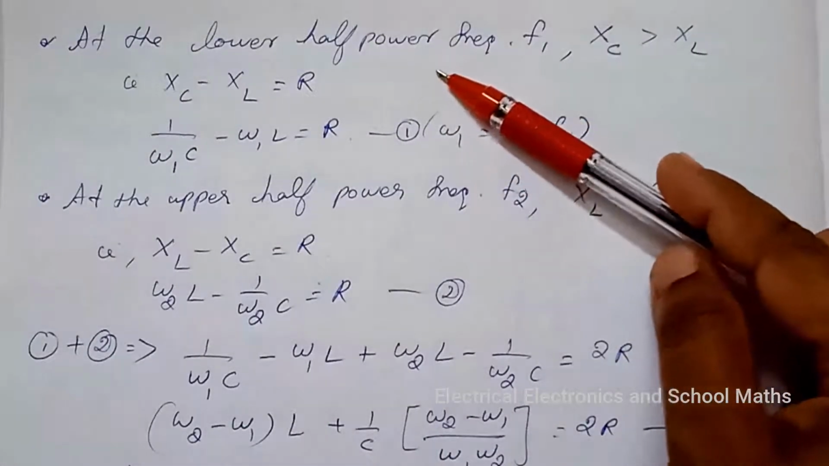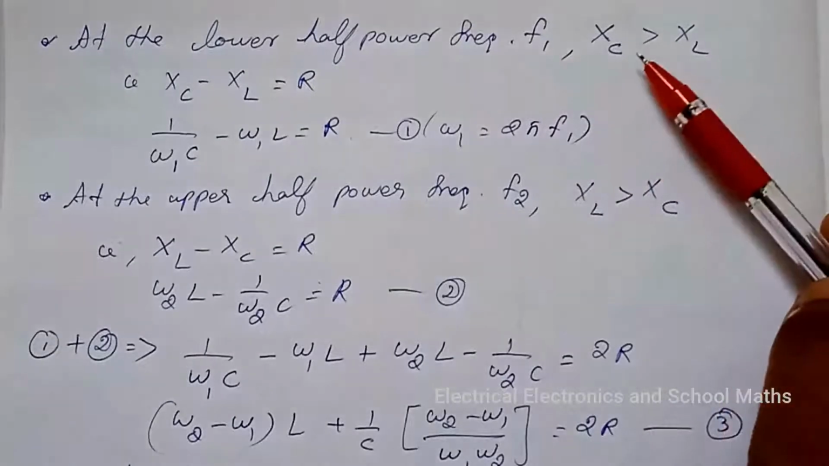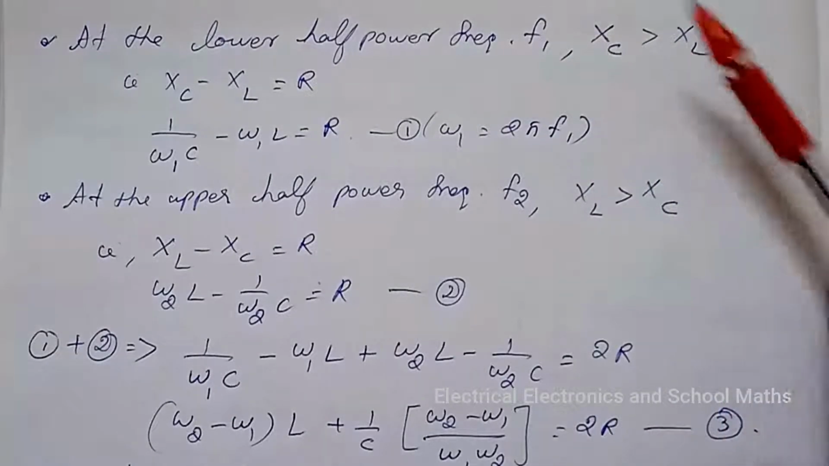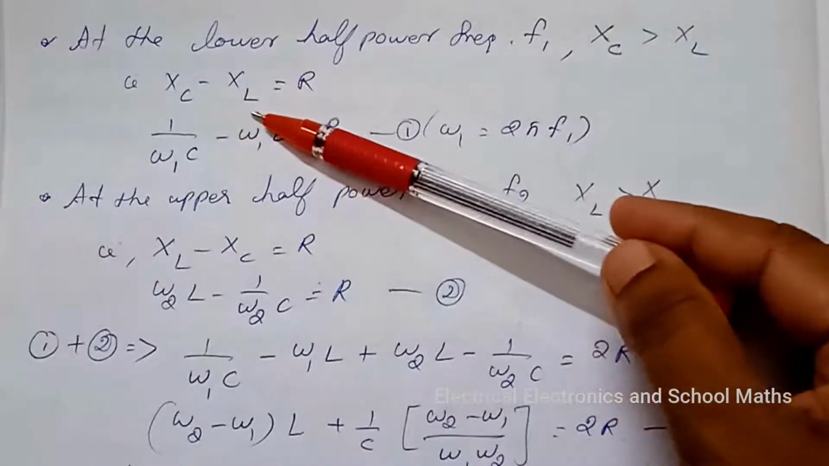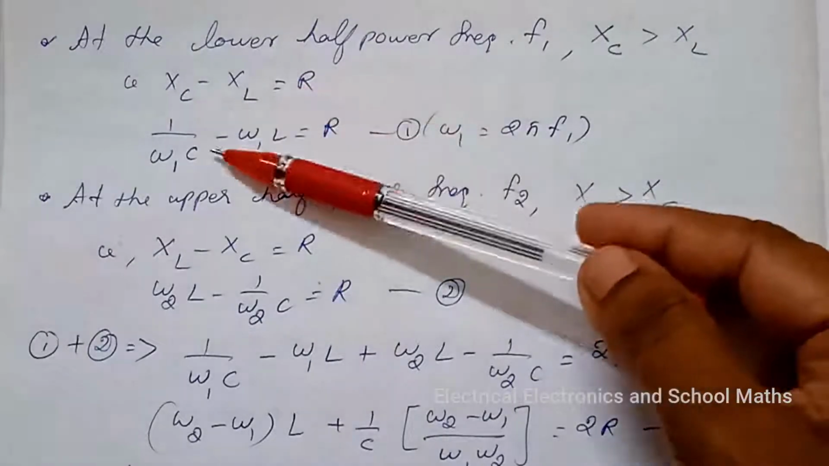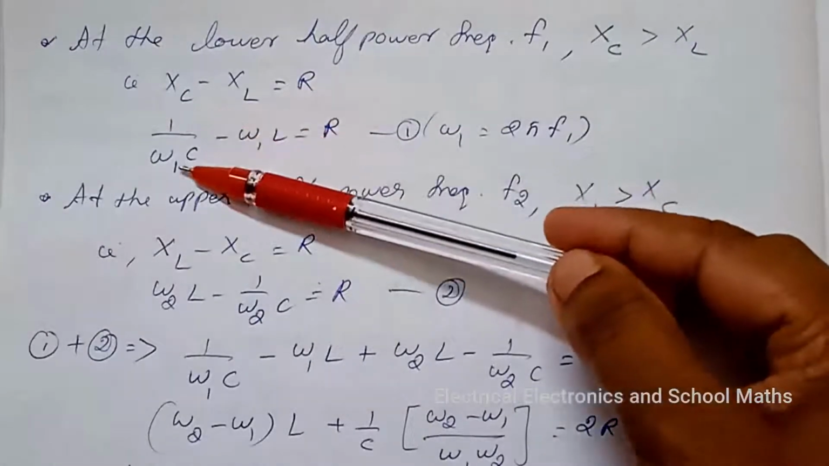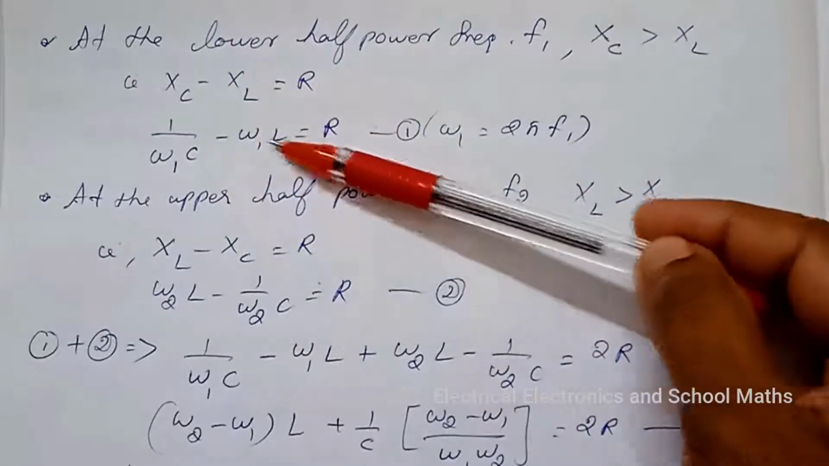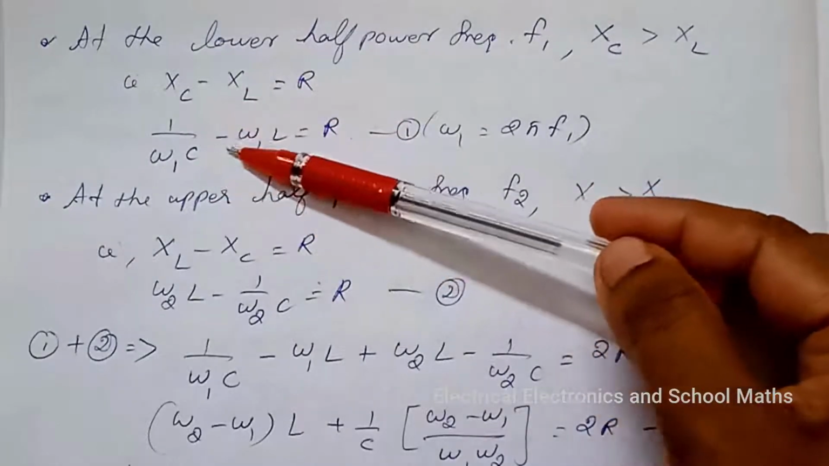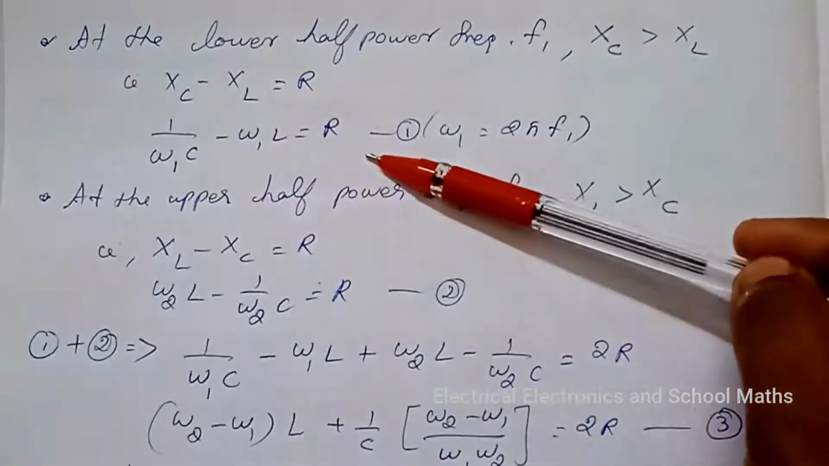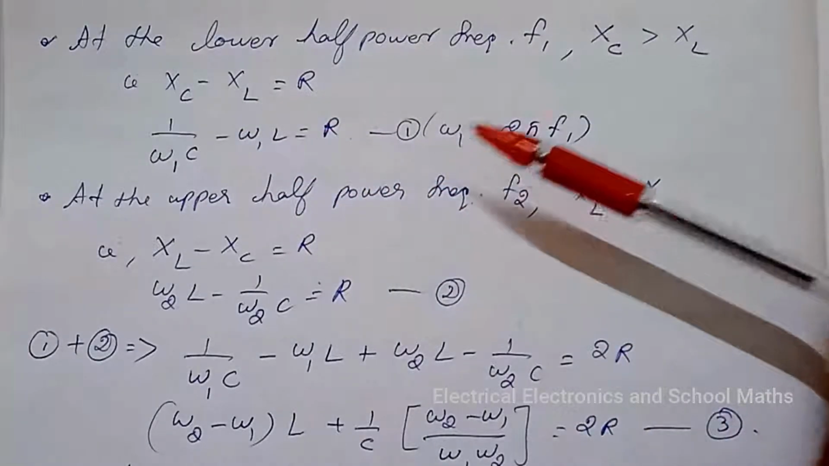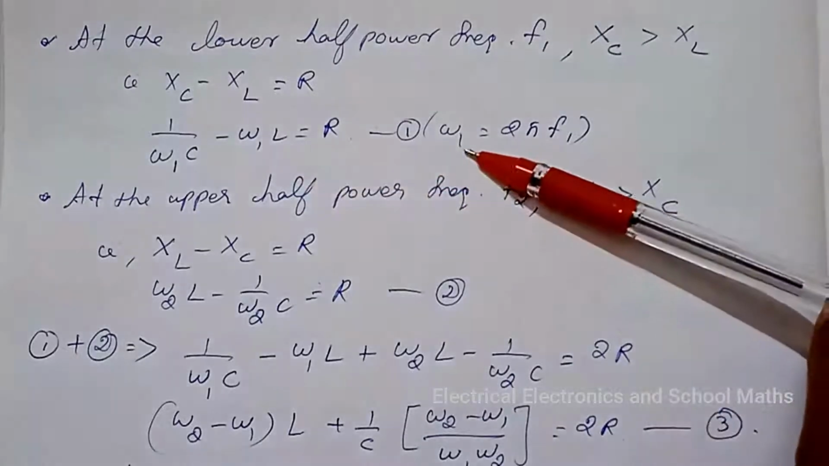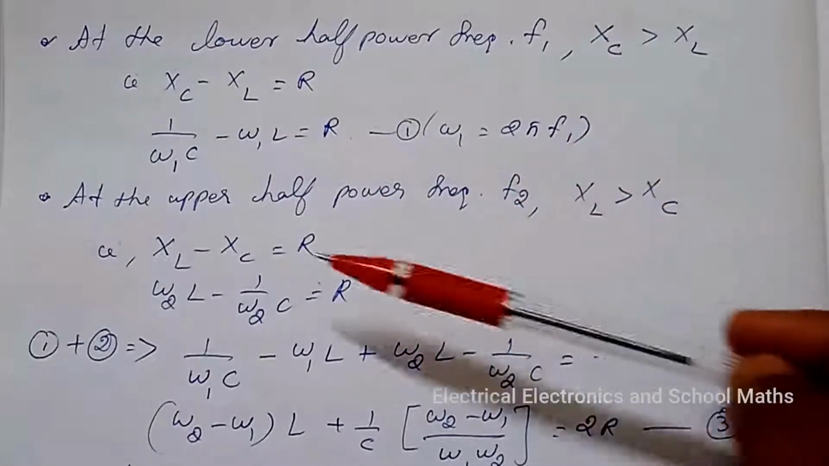At the lower half power frequency F1, XC is greater than XL. So we can write XC minus XL equal to R, and we know XC is 1 by omega 1 C, XL is omega 1 into L. That is 1 by omega 1 C minus omega 1 L is equal to R. Put as equation 1, and omega 1 is 2 pi F1.